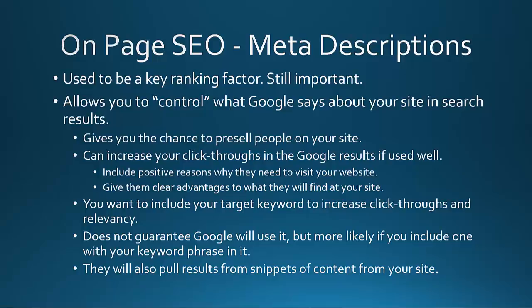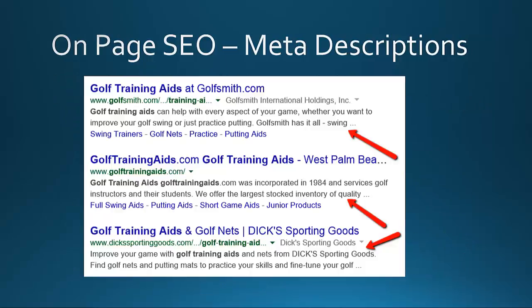They will also pull results from snippets of content from your website. It's not ideal for click-throughs, usually, though, if they pull snippets from your website, because they could pull in, let's say the first category you have might be home, about us, contact us, and then it might say, welcome to my website. Well, that's not very exciting. Whereas if you actually said it right in there and you had good meta descriptions, then that's going to be more exciting for people to go through.